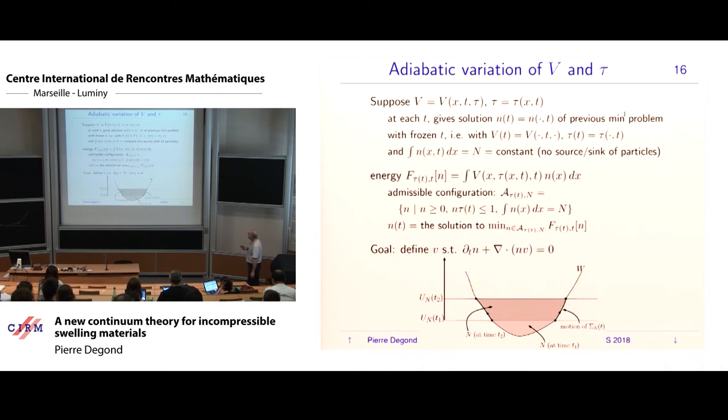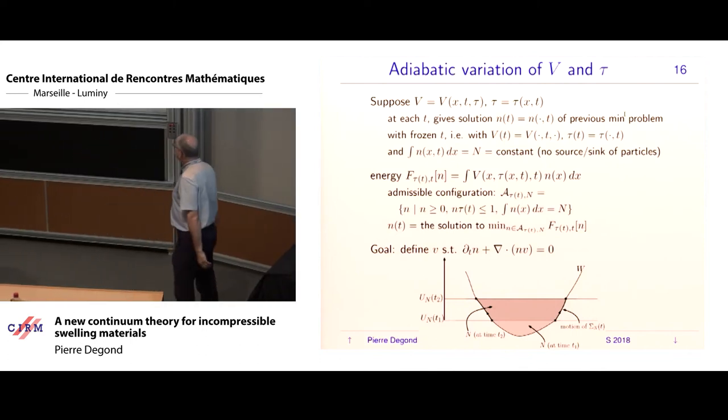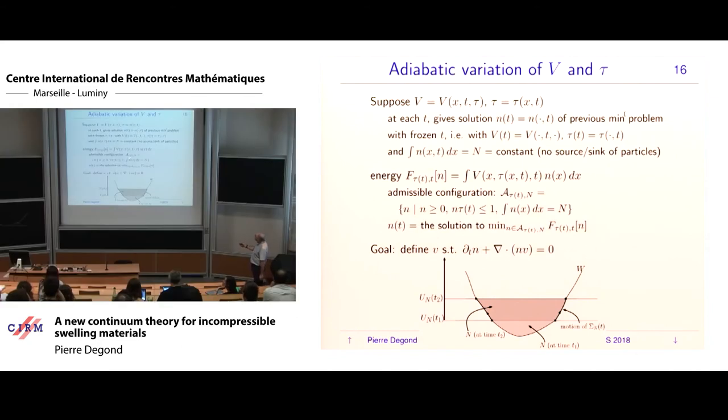So you assume that you have these two functions, and of course the minimization problem gives you, at any given time, the density n of t, which is a solution of the previous minimization problem with this frozen t, so with the potential v which corresponds to t, and with the volume tau which corresponds to t. And still with this constant number of particles, we assume that we have no creation or sinks of particles, right? So the energy at time t is given by this. The admissible configuration set is given by this. And n of t is the solution of this minimization problem and is given by the formula as said before.